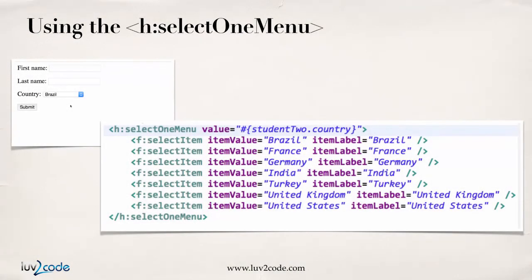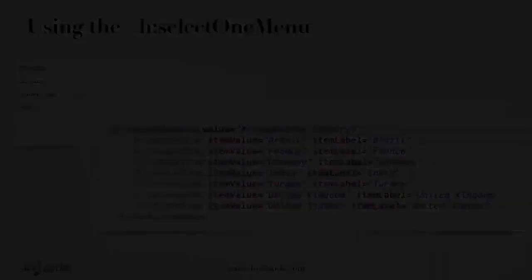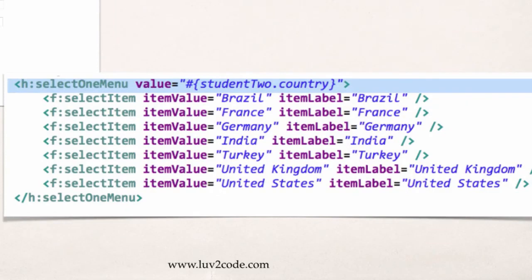So with this drop-down list, again, we'll have a form, we'll have a list of countries. A user can choose one of the countries there from the list. So how will we do this with JSF? I mean, where's the code and how could we put this together? So here on the center of the slide, we have this idea of a select one menu, and then we give the value pound curly brace student2.country.